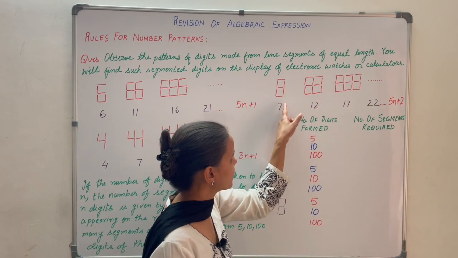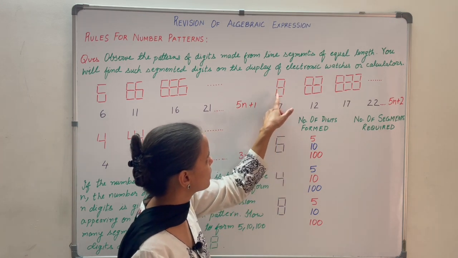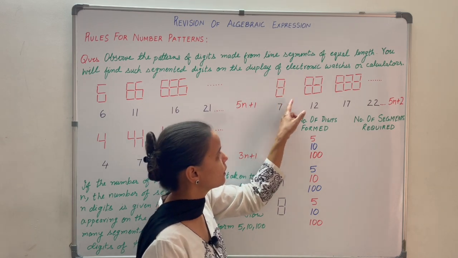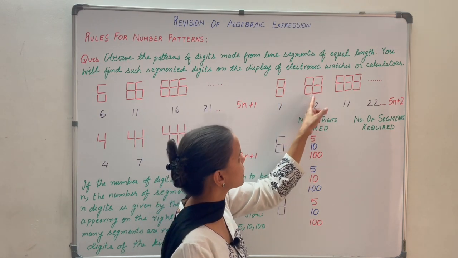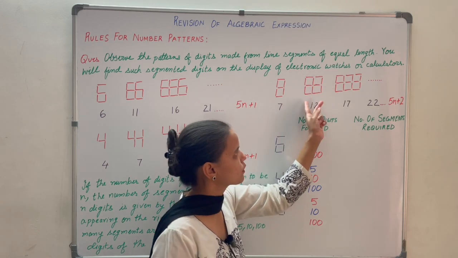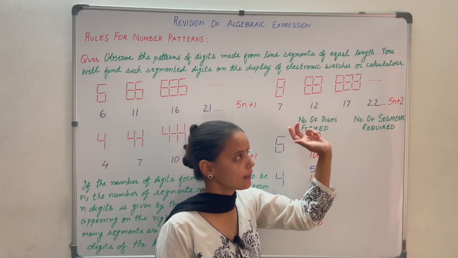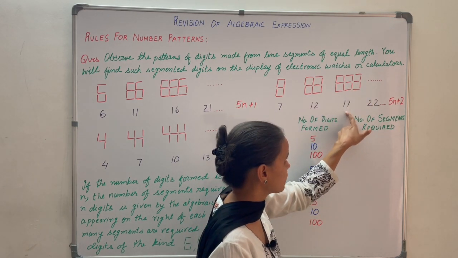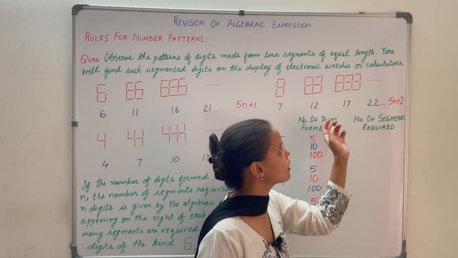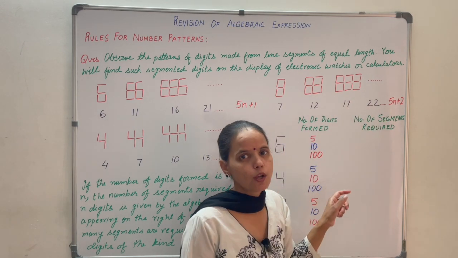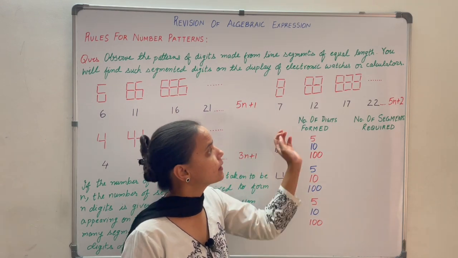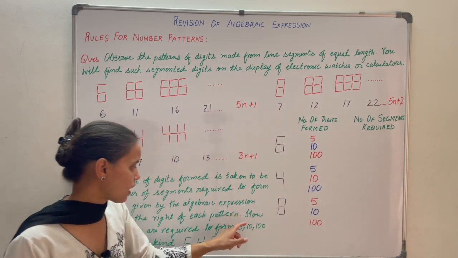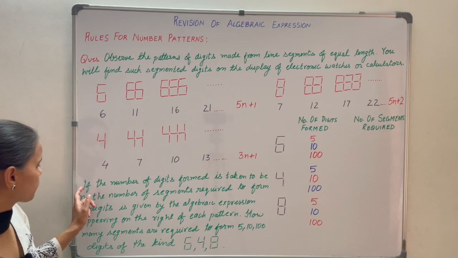So if there is 1, 8, the number of line segments of equal length is 7. 1, 2, 3, 4, 5, 6, 7. When there are 2 8s, till here it is 7, 8, 9, 10, 11, 12. So this is 12. When there are 3 8s, till here it is 12, 13, 14, 15, 16, 17. So this is 17. When there are 4 8s, then the number of line segments required is 22. So if there are n 8s, then how many line segments will be needed? 5n plus 2.